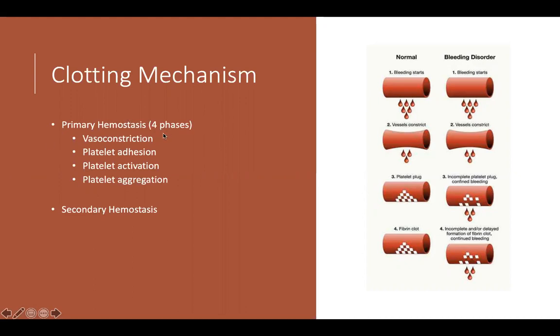With primary hemostasis, there are 4 phases that are required to form a platelet plug. The first phase is vasoconstriction. So vasoconstriction causes the blood vessels involved in the injury to compress and reduce the amount of blood flow. The second phase is platelet adhesion. In this phase, the platelets are attaching to the site of injury. And platelets contain a G protein receptor, which binds to a glycoprotein called von Willebrand factor. With this binding, it allows platelets to build up at the site of injury.